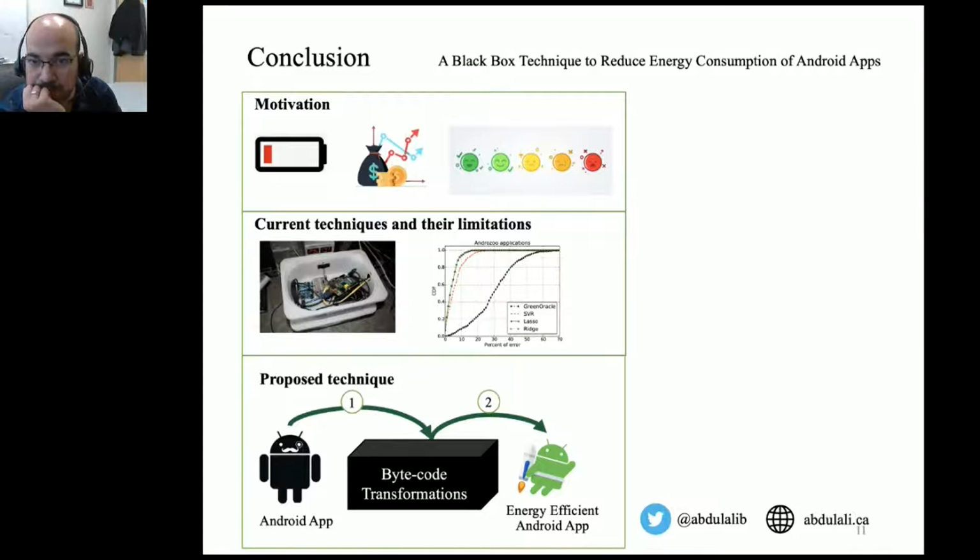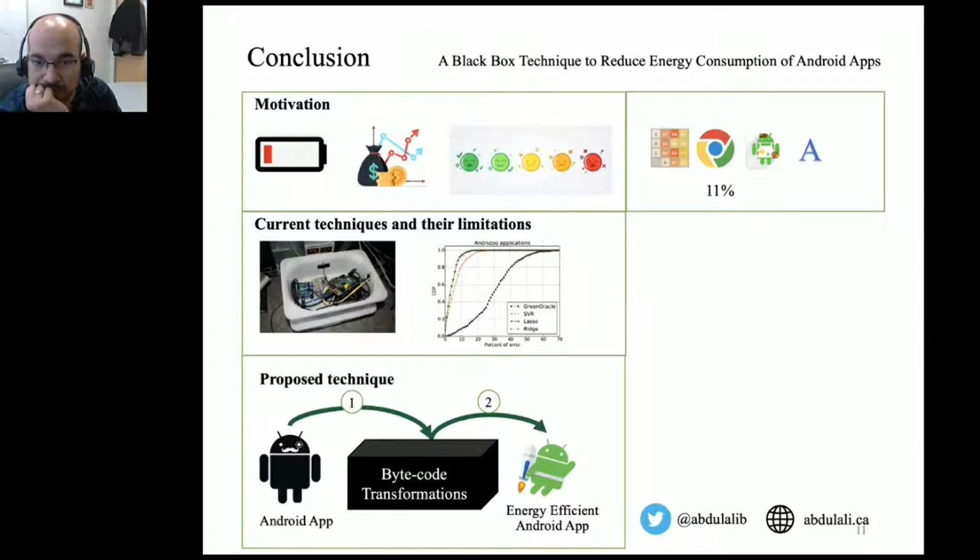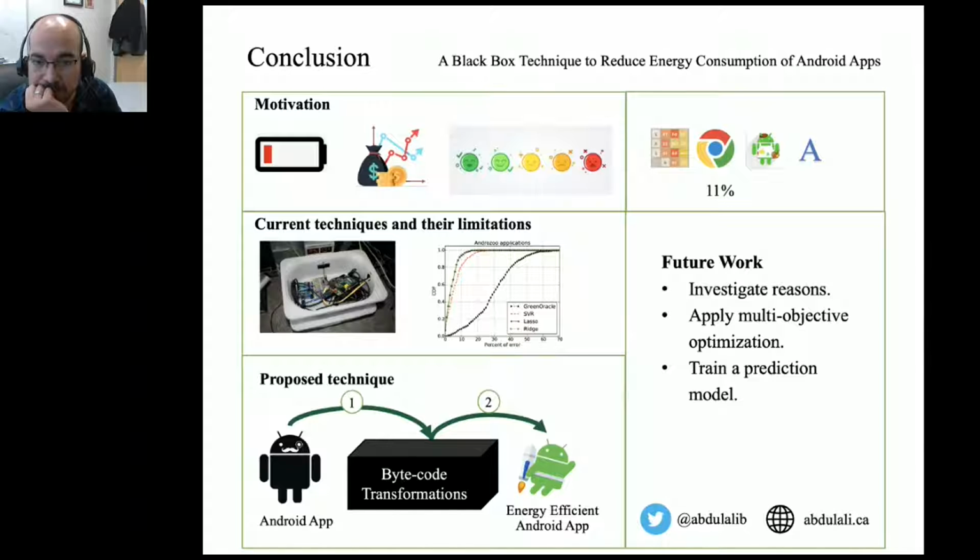Our technique reduced up to 11% energy consumption. In future, we want to investigate the reasons behind the bytecode transformations that led to energy reduction. We want to apply multi-objective optimization so that we can reduce app size, improve runtime performance, and also reduce energy consumption at the same time.